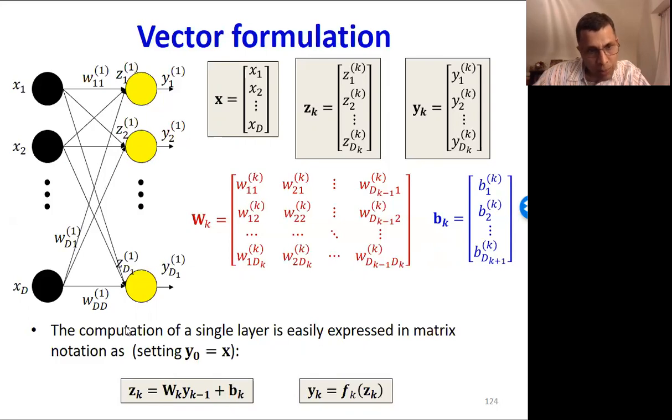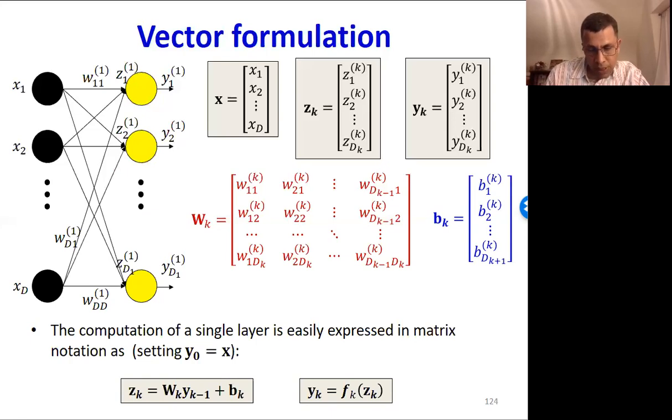And then once I compute the affine combinations for all of the neurons in the kth layer, I can apply the set of activations for the kth layer as one single vector operation to compute the vector of outputs for the kth layer. So once you write things out in this very nice compact vector notation, then the entire forward and backward operation becomes very simple to write.